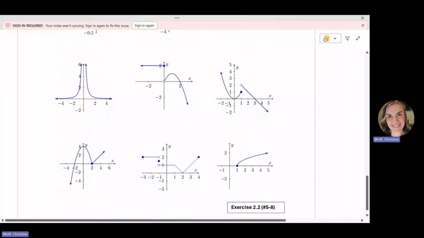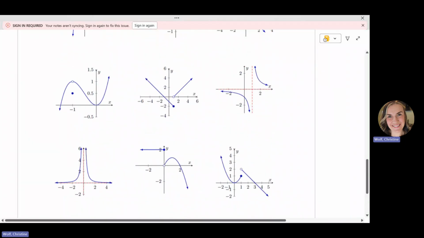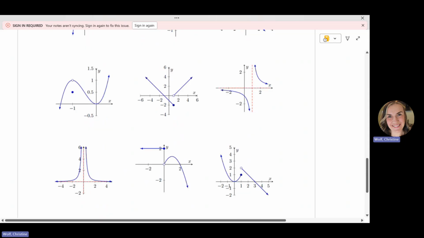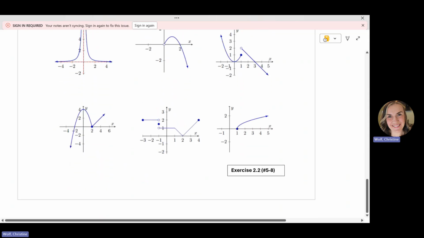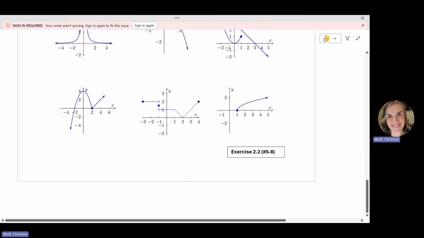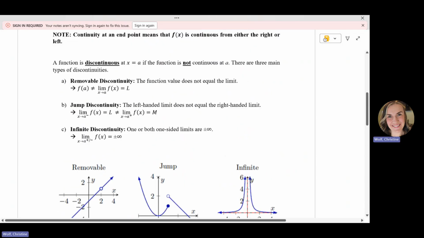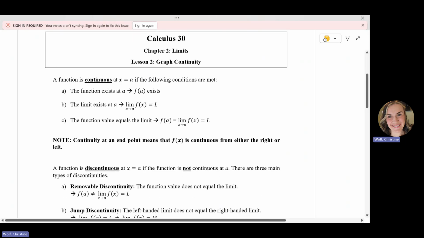Friday, we're going to use those same 12 graphs and go through each one and talk about the types of discontinuity. So that's like a break in the graph if it exists. And then after we do those 12 graphs, you're going to have your exercise number 5 to 8. Okay, so let's talk about graph continuity.